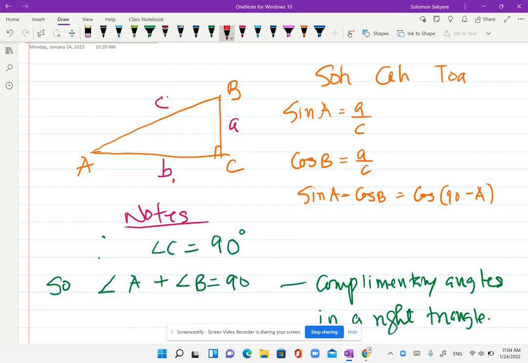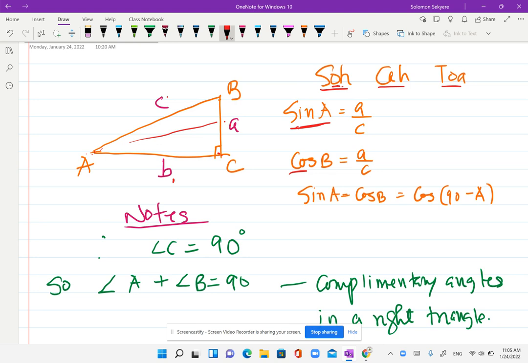Okay, I told you about SOHCAHTOA. We define, these are definitions: sine, cosine, tangent. Sine of angle A is opposite over hypotenuse. The hypotenuse is the side that faces the 90 degrees, the longest side. So the definition of sine A is opposite over hypotenuse, which is a over c.